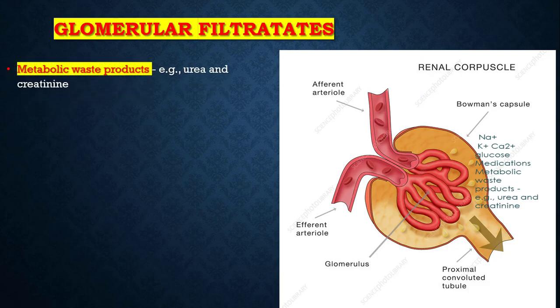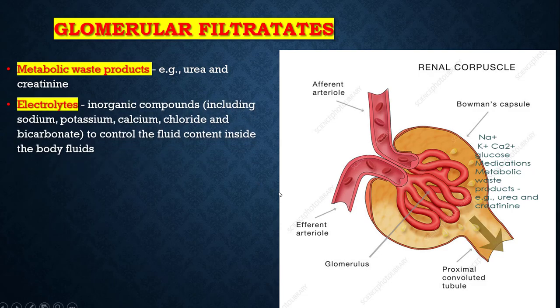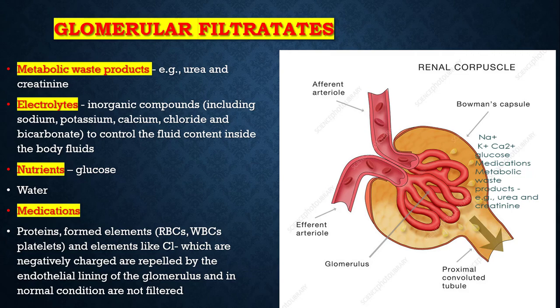Glomerular filtrate contains metabolic waste products, for example urea and creatinine; electrolytes, inorganic compounds including sodium, potassium, calcium, chloride and bicarbonate to control the fluid content inside the body fluid; nutrients like glucose and water; and medicines and metabolites of medicines. The medicines which we take are metabolized and then some of them are excreted from the body through the glomeruli.